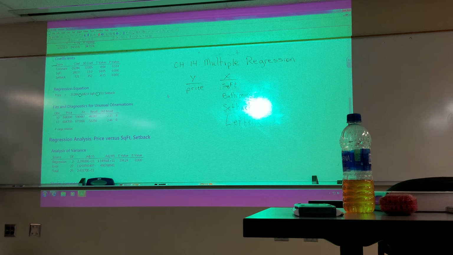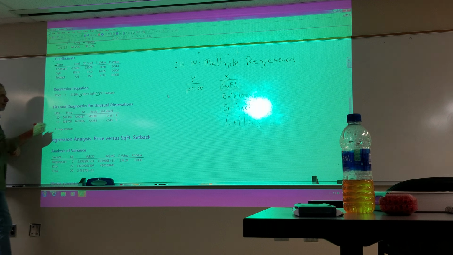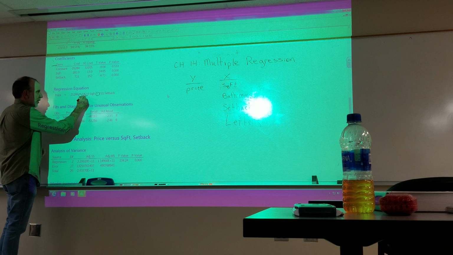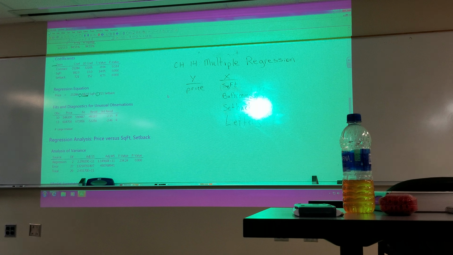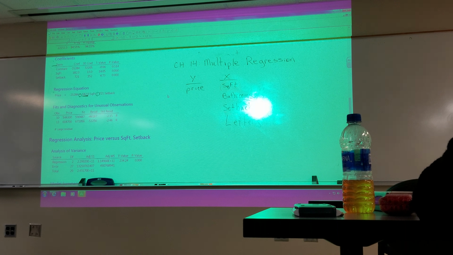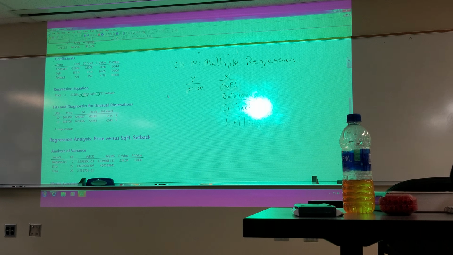Now let's think about interpreting these things. My coefficient here on square footage is 182. Last chapter, how would we have explained that 182? Whenever square footage goes up 1, price goes up $182.